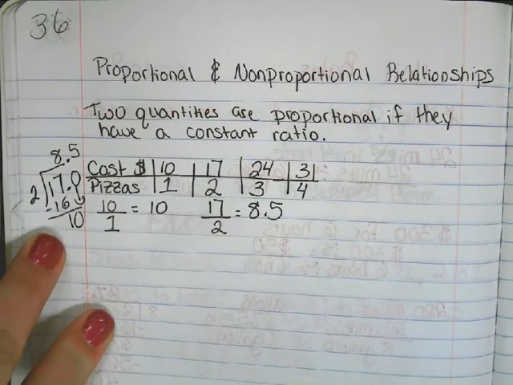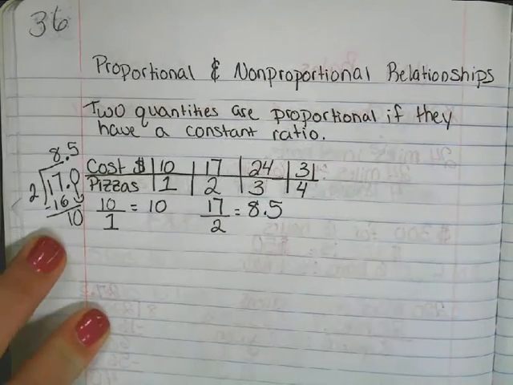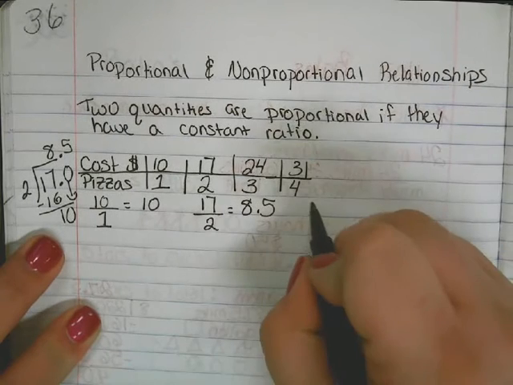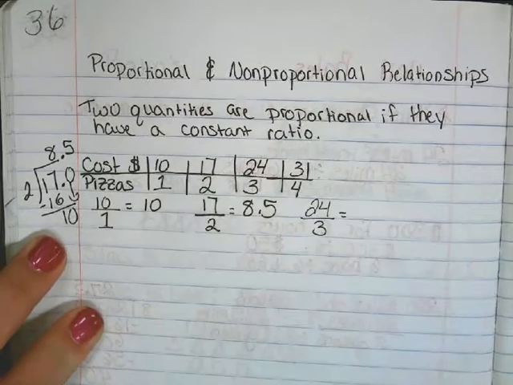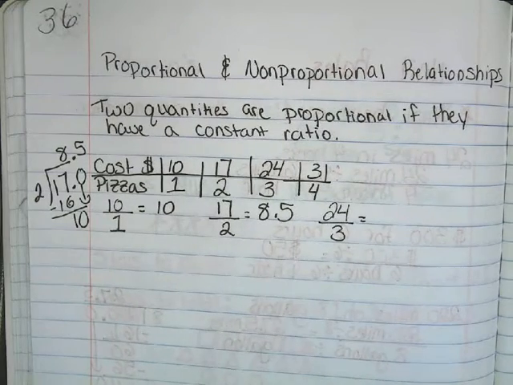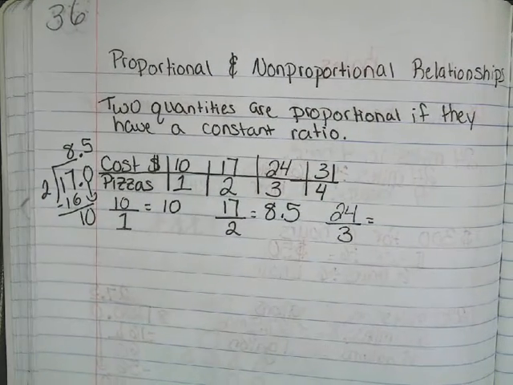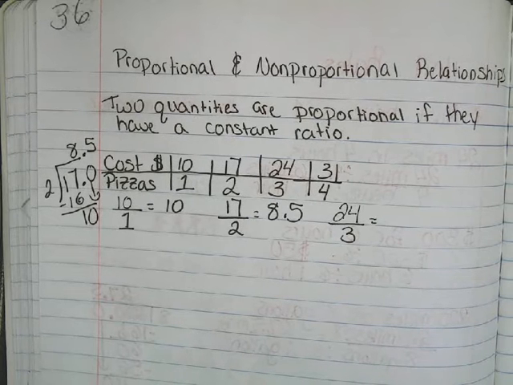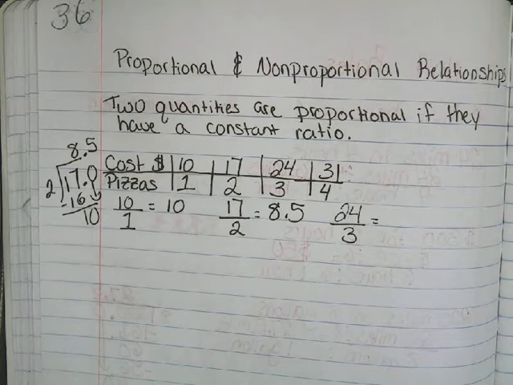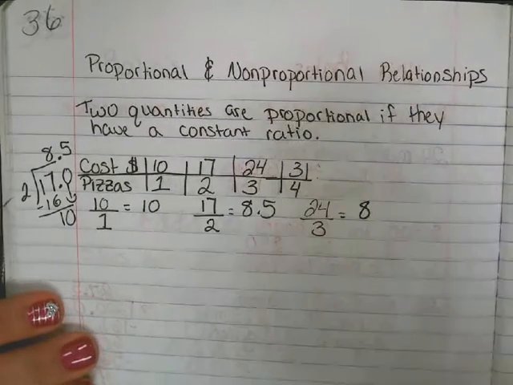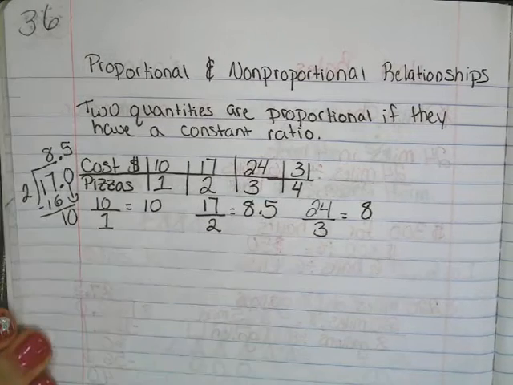Okay. So my third ratio is 24 over 3. What's 24 over 3 reduced to? 21? No, we can't subtract them. Not 12. What's 24 divided by 3? 8. So if I buy 3 pizzas, I'm only paying $8 a pizza. A whole number.